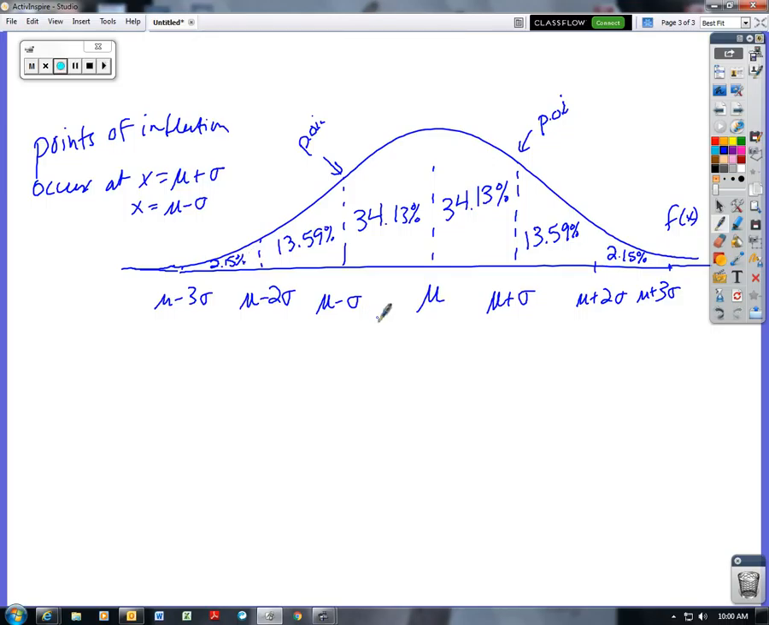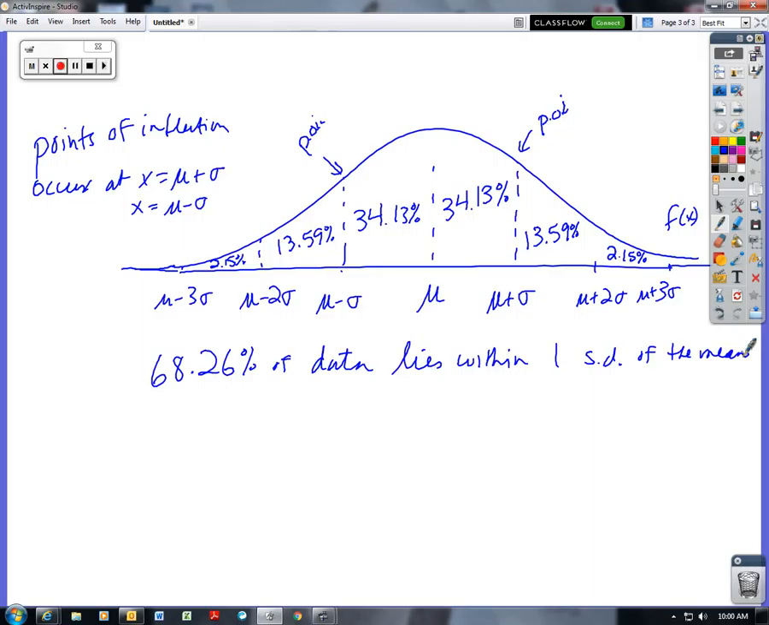What this all boils down to is that we're often curious how much of the data is within one standard deviation of the mean. So that's from here to here. Well, all we have to do is add up the 34.13s and double those. That's 68.26. So 68.26% of the data lies within one standard deviation of the mean. That is super important to know. And I didn't get around to looking at the formula sheet to see if that's on there, because if it isn't, we're going to have to memorize it.